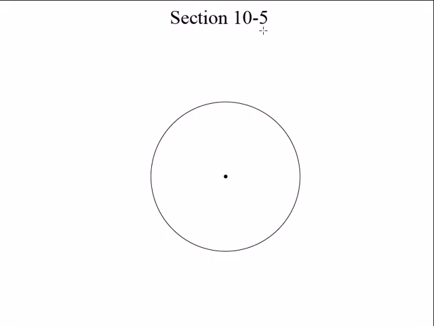All right, this is section 10.5, and we are going to deal with things called tangents. And I'll just write it down here. With circles. Now, we did sine, cosine, and tangent, but this tangent doesn't have anything to do with the tangent in sine, cosine, and tangent, okay?